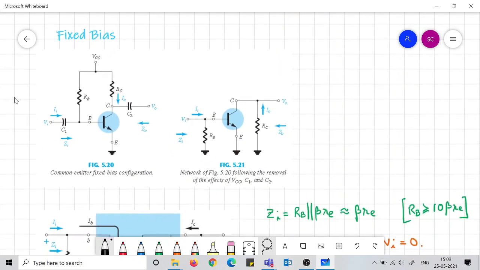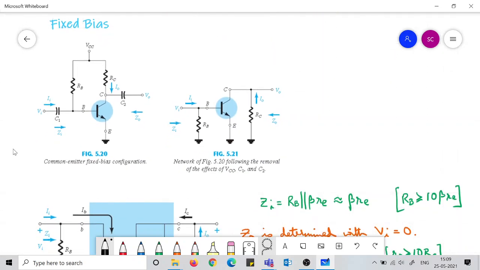Now today we will start analyzing several bias configurations of these AC networks, and the first one that we are analyzing is the fixed bias. So this is a common emitter configuration. Please note this, because the emitter is grounded.